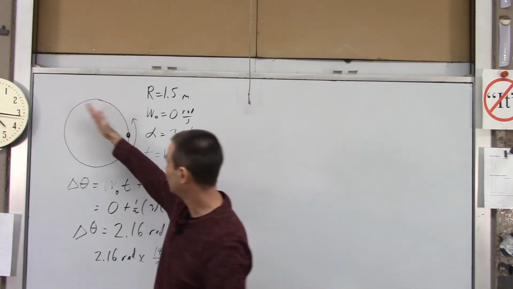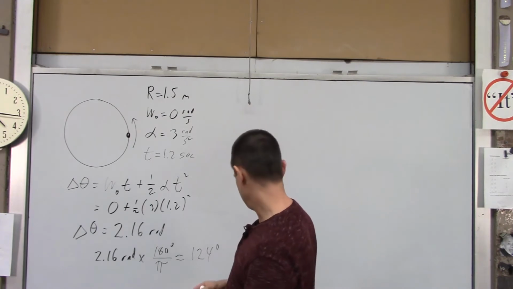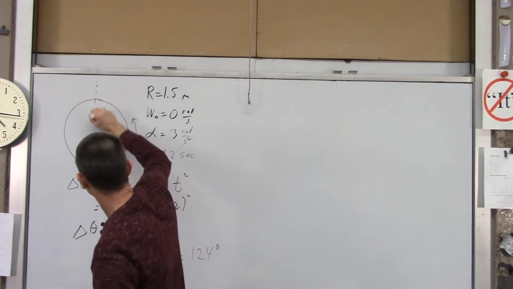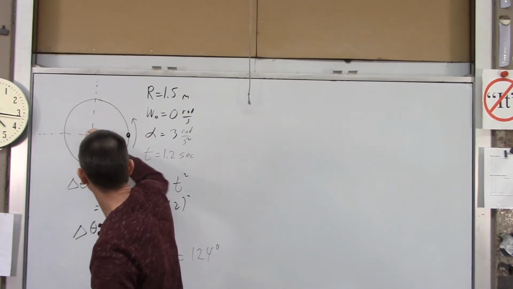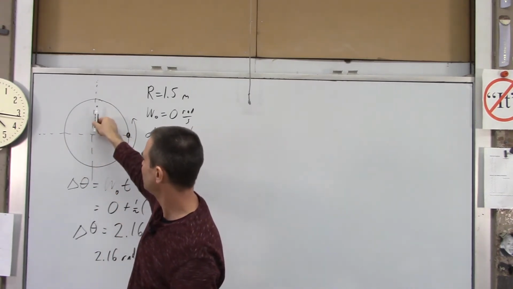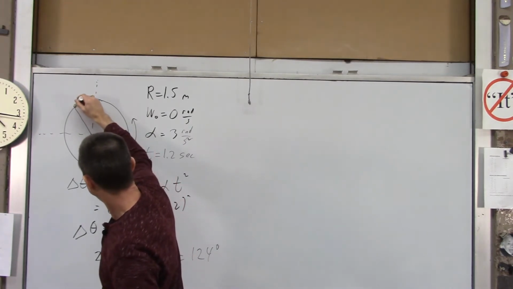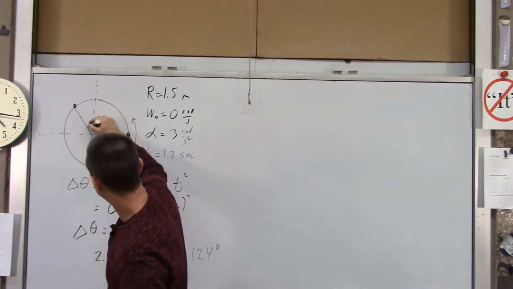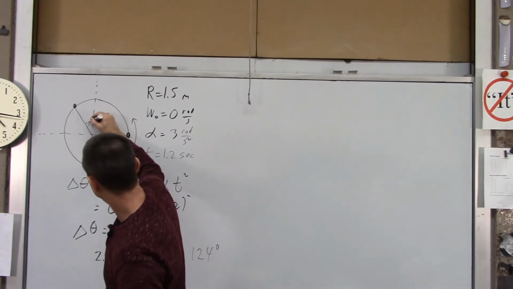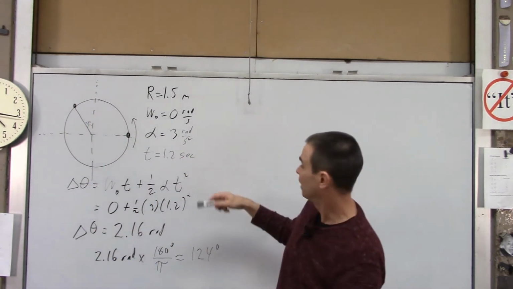So now I kind of know where I'm at. I am in the second quadrant. Now I'm going to draw that on here. 124 degrees, well that's 0, that's 90. I have to go 34 more, so he's about there. And this angle right here is about 34 degrees. Now we've answered where is he.